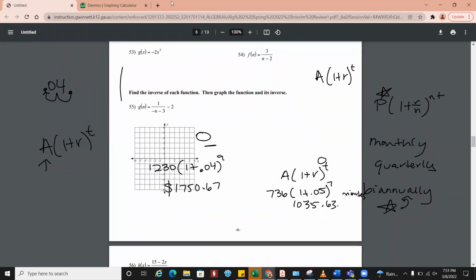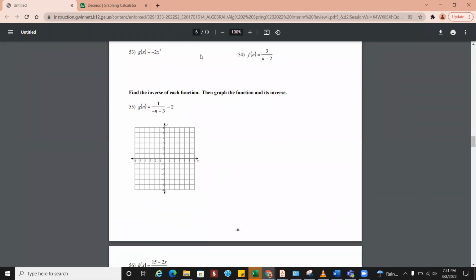There we go. Let's go over 55. It's saying find the inverse of the function and then graph the function and its inverse, so you have to do both. First I'm going to switch my x and my y. Remember, my x is going to be this n and my y is going to be that g of n. So we're going to get, I'm going to put it in terms of n.